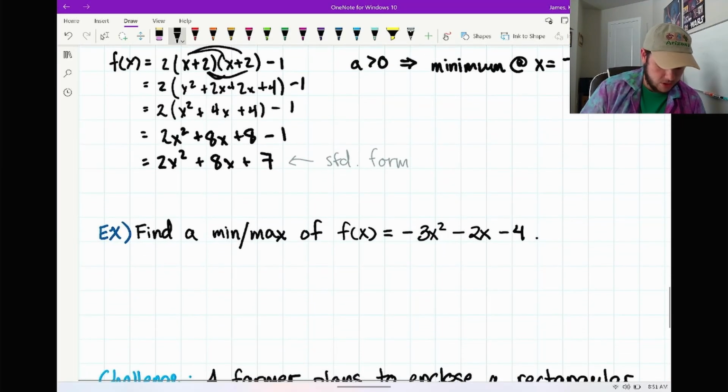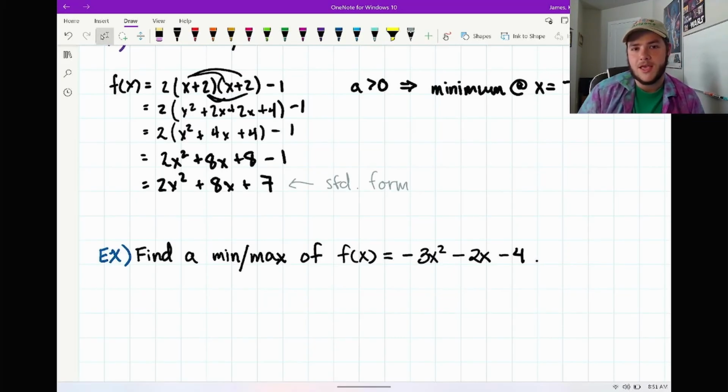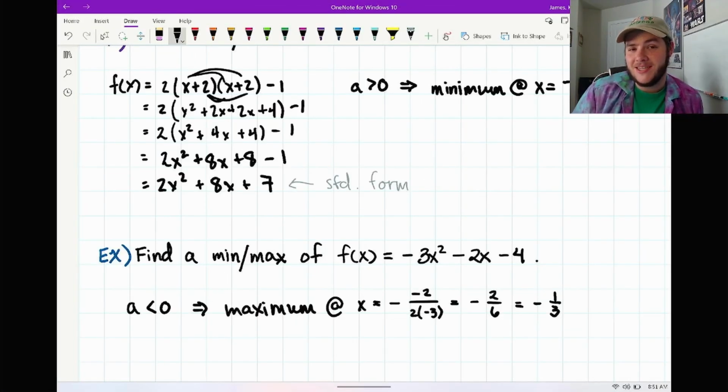Now I've got one for you to try. Can you find a min or max for this quadratic equation? Go ahead and pause the video here and press play when you're ready. I found that this attains a maximum, since a is negative, at negative 1 over 3.